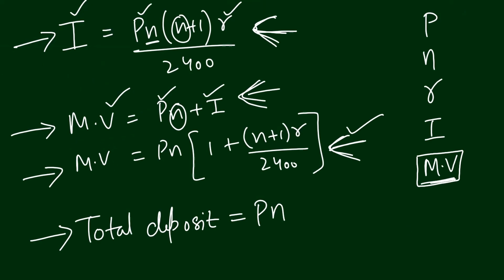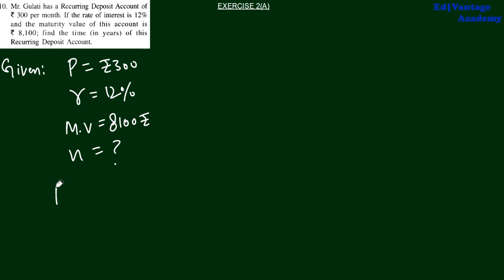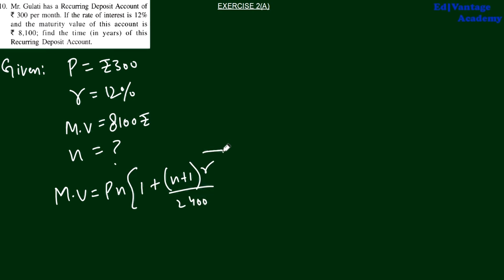P is rupees 300. Rate of interest is 12%. Maturity value given is 8,100 rupees. Find the time n. So it's a similar question. So again I'll use the same formula where I'm going to get n into 1 plus n plus 1 into r by 2400. Remember this 2400.